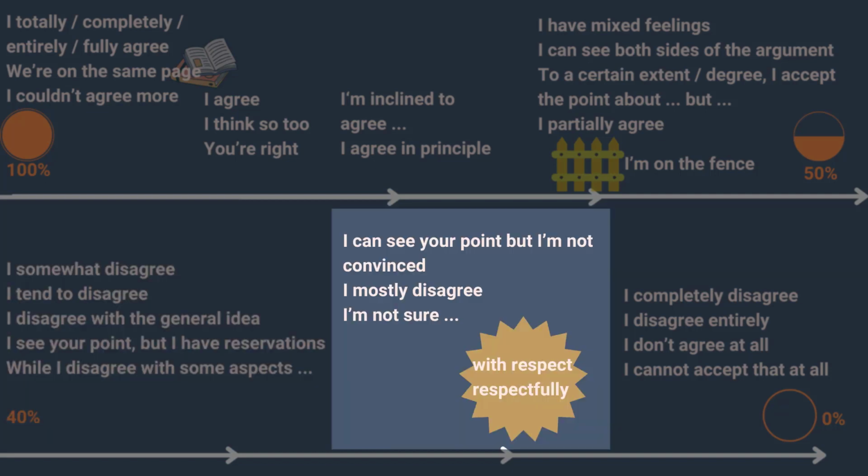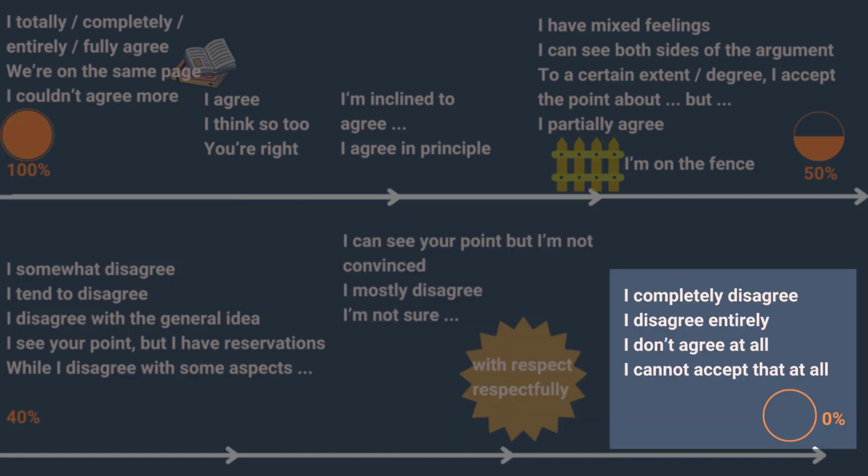And then moving along a little bit lower, I can see your point, but I'm not convinced. So I understand you. Again, showing respect to the other person. Respect for the person. You might disagree with the opinion, but you have respect for the person. I can see your point, or as in the circle here, with respect, respectfully. I mostly disagree. I'm not sure. And then showing that we have to talk a lot to explore some creative solutions to find a decision.